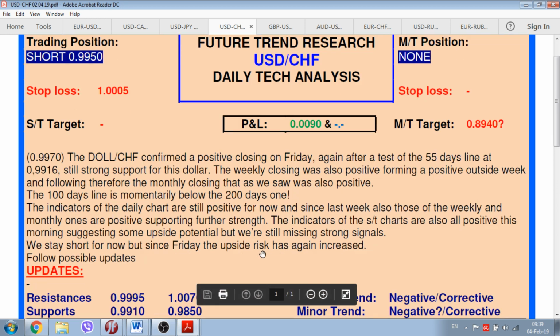Dollar Swiss. Here the situation is still rather neutral at the moment, for example, like the euro dollar. Dollar Swiss continues to trade sideways in the very tight range of 0.99 per parity. As you could see, FutureTrendResearch has a short position at 0.9950, but as you could see, since Friday the upside risk here has again increased.